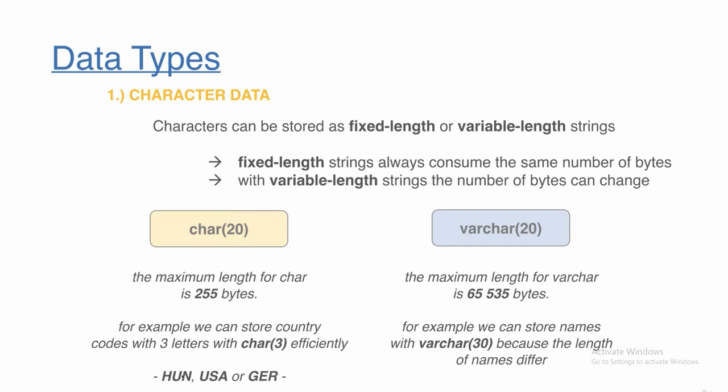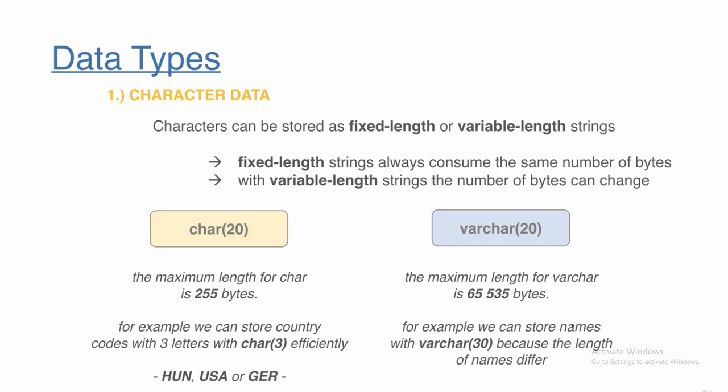For example, HUN stands for Hungary, USA stands for the United States of America, GER stands for Germany, and so on. So in these cases, when we know the length of the strings we have to store, then it is advisable to use chars. And of course, we can use varchars. The maximum length for varchar is 64 kilobytes.